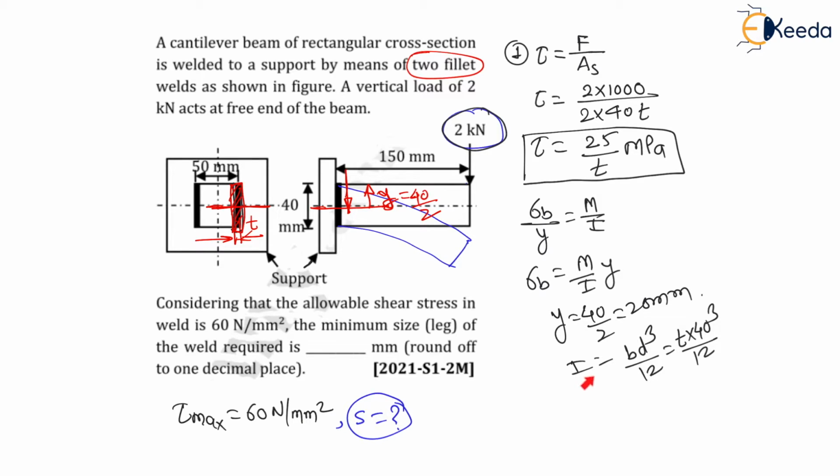But my dear students, this I is only for one weld, but there are two such welds, right? Therefore the total I we have to multiply by two. Therefore we can say I is t into 40 cube into 2 divided by 12. Likewise the total I for two welds, right?